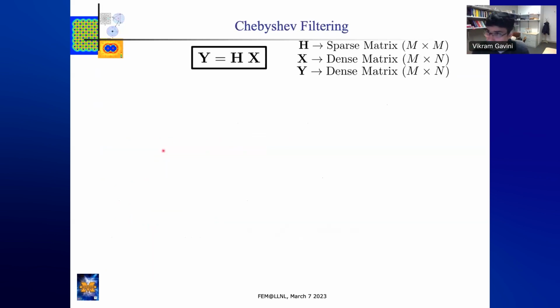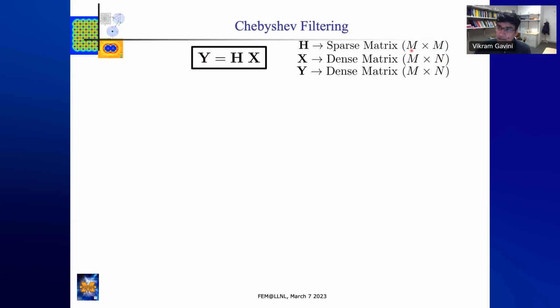So as I mentioned to you, in the Chebyshev filtering, the main kernel is h times x, where h is a sparse m by m matrix, where again, m is the number of finite element nodes. X is going to be a dense matrix. This is the solution, the trial vectors corresponding to the Kohn-Sham wave functions. It's of the size order m cross n, where n is the number of electrons in the system. And the output y will also be a dense matrix of m cross n.